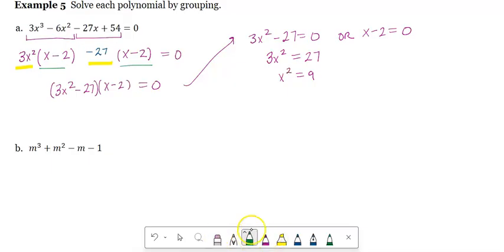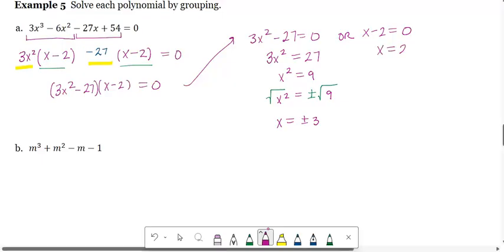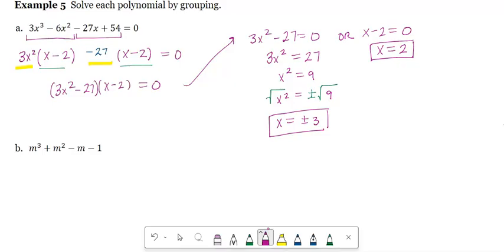And then we'll take the square root of both sides. And when we do, we'll have a plus or a minus. So we get that x is equal to plus or minus 3. And then the equation over on the right here is just going to be x equals 2. So here are the 3 solutions. X is plus or minus 3, or x is equal to 2.